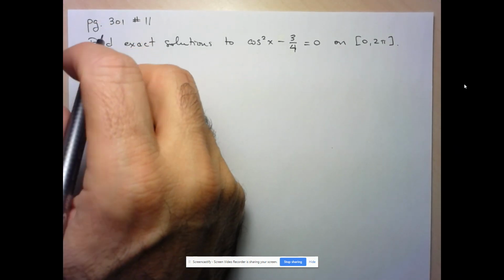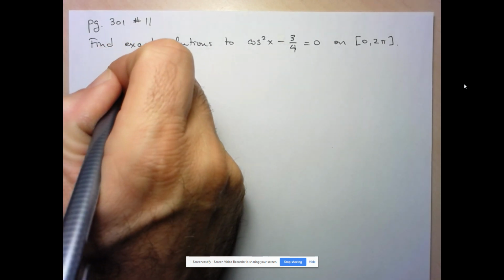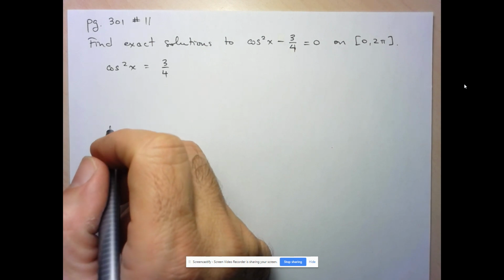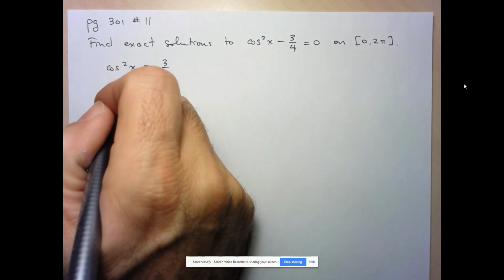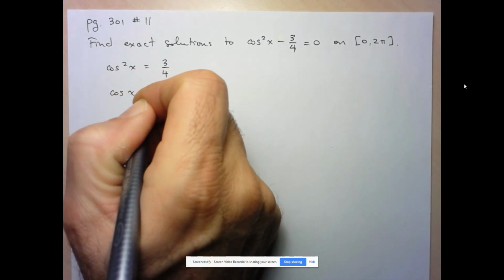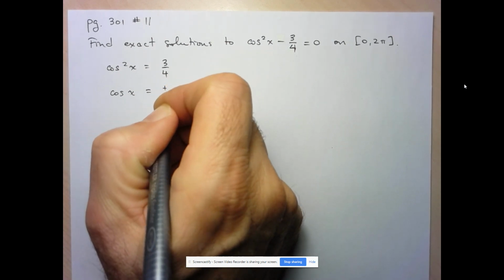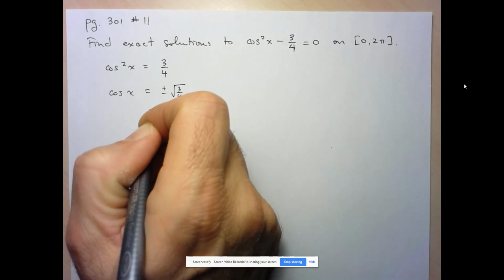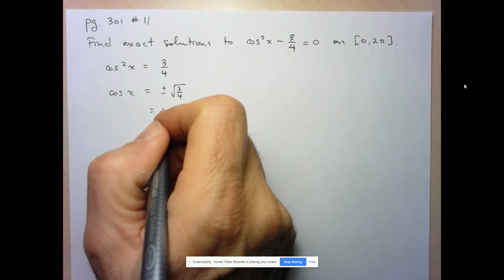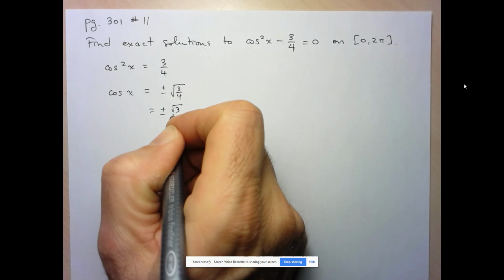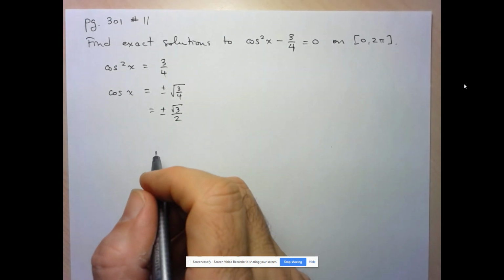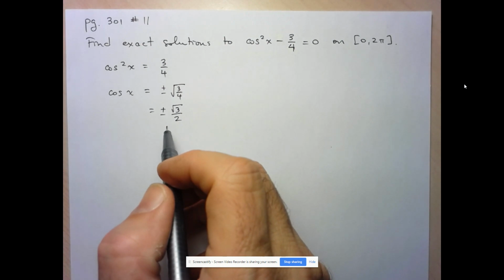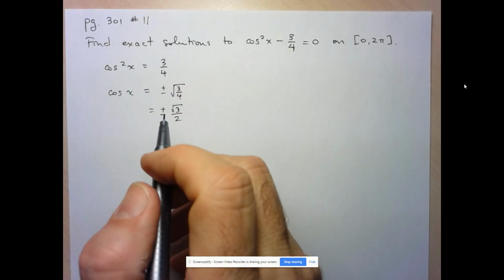So I'll bring the 3 over 4 to the other side. So we end up with cos squared x equals positive 3 over 4. From here, I'm going to take the square root of both sides, remembering, of course, that I have to consider both the positive and negative square root of 3 over 4. And if I do a little simplifying, this can be simplified to root 3 over 2, which we recognize as being associated to a special angle. All right, and so this is why we're able to find exact solutions.